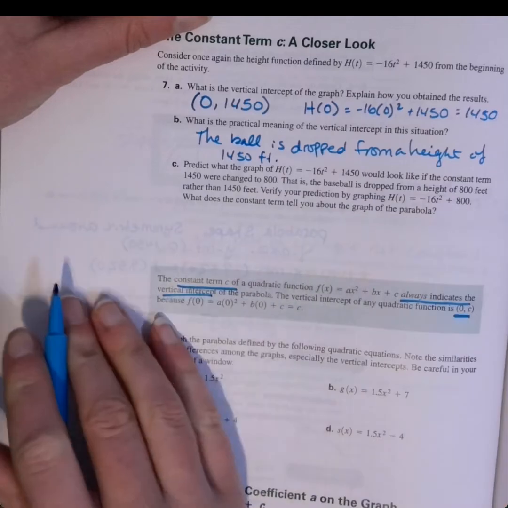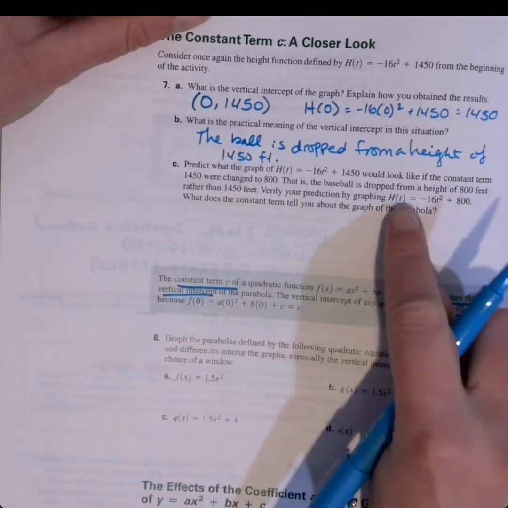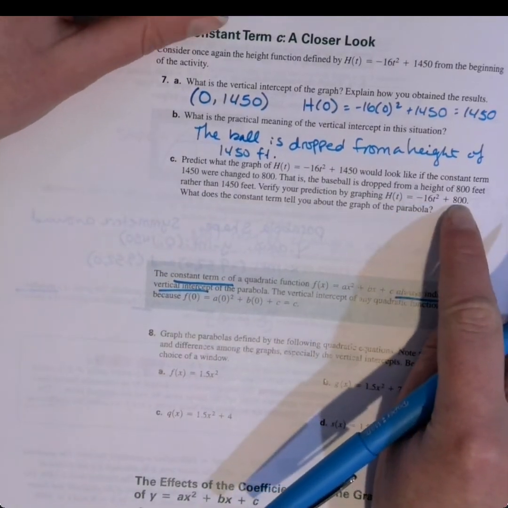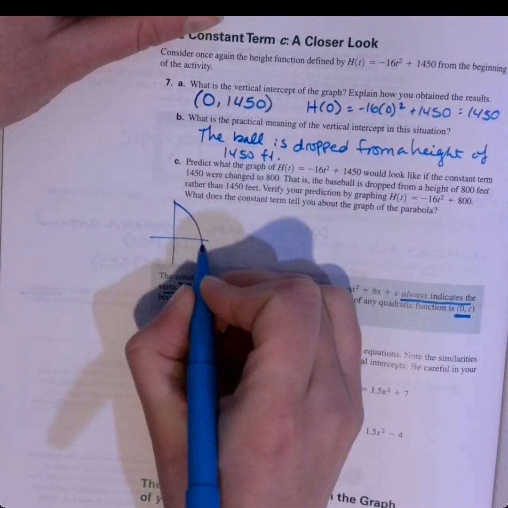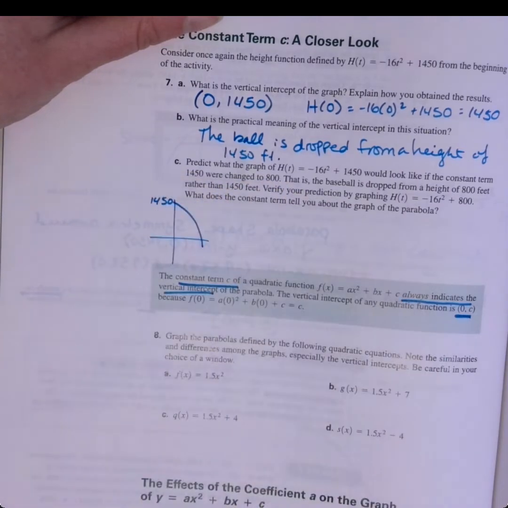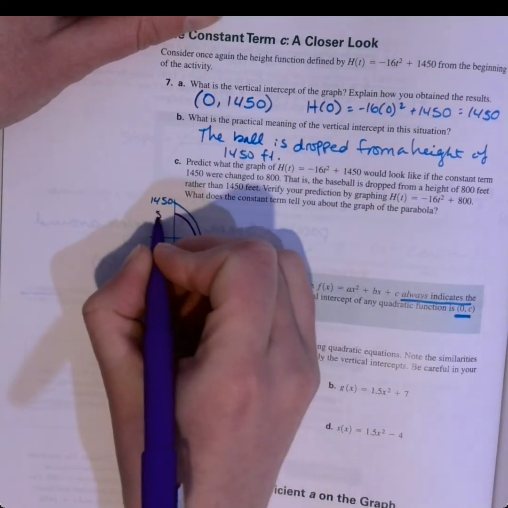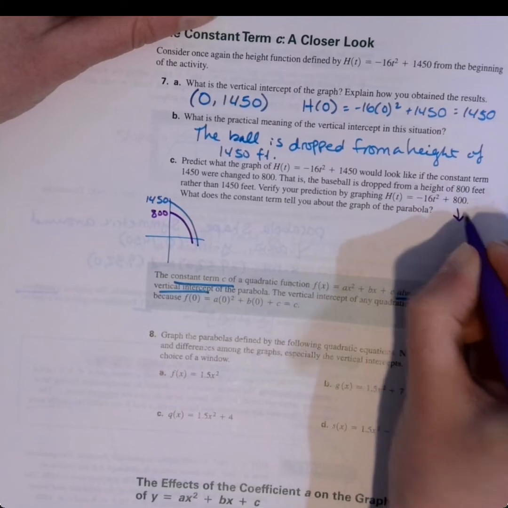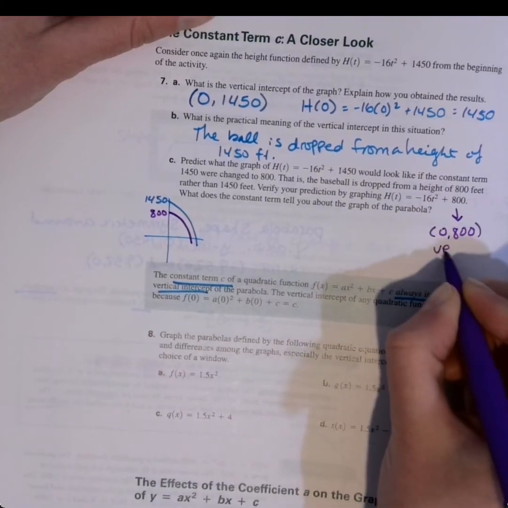Predict what the graph would look like if the constant term were changed to 800. So if my function were instead negative 16 t squared plus 800. Okay, so instead of the function being up here at 1450, I would predict that it would be down here at 800. That's my prediction. So my prediction is that it would have 0, 800 as its vertical intercept.